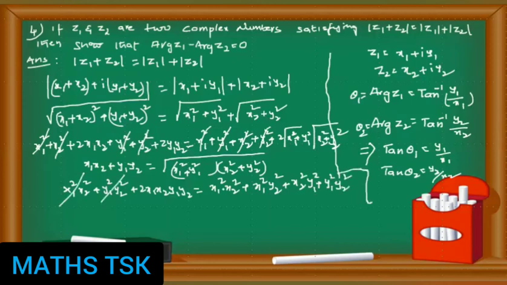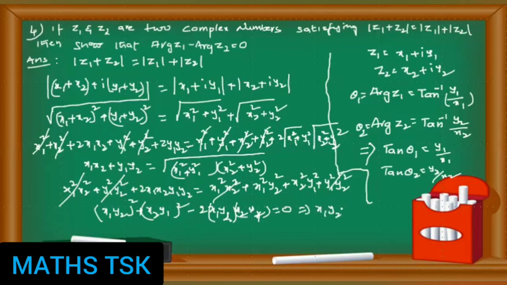x1 square, y1 square, y2 square gets cancelled. When you take this side, it becomes x1, y2 whole square, x2, y1 whole square. Sending this side, minus 2 x1, x2, y1, y2, else y2, y1. So look here, this is equal to 0. This can be written as x1, y2 minus x2, y1 whole square is equal to 0. That is nothing but x1, y2 is equal to x2, y1.